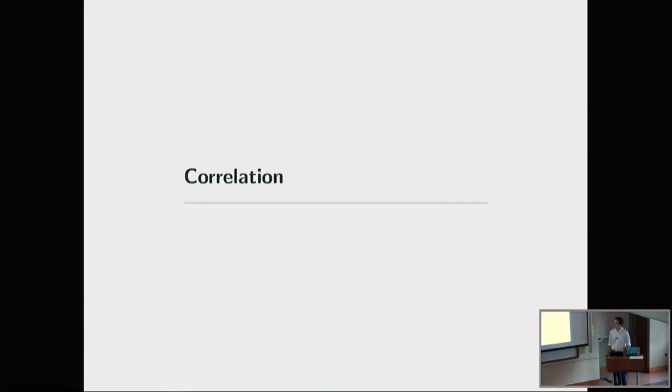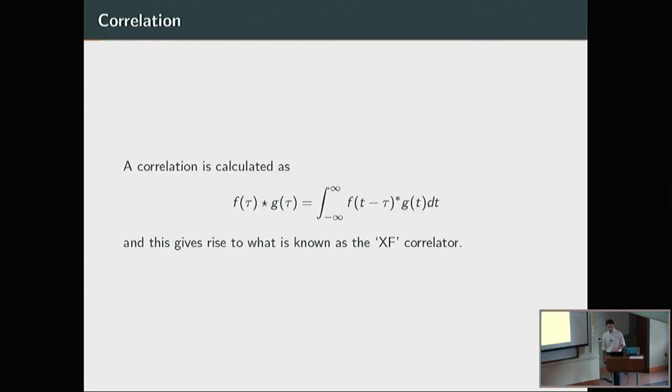And so to begin, if we look at correlation, if you were to implement correlation outright, you would implement it according to this mathematical equation where you delay the one signal and conjugate it before multiplying it with the other, and then sum for a certain length. And what this gives rise to is what is known as the XF correlator.